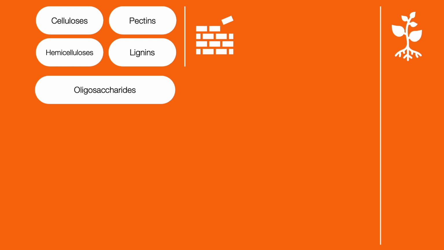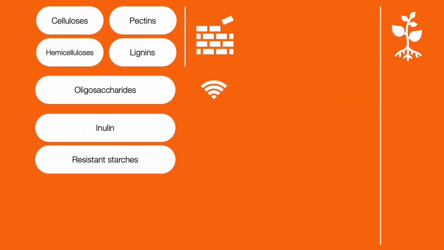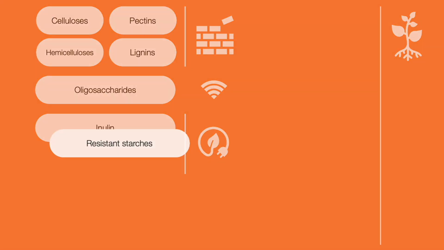Oligosaccharides are also very important for plants as they are key for signaling and communication in cells and tissues. Inulin and resistant starches constitute the energy reserves of plants. Starches are carbohydrates and can generally be digested by digestive enzymes without any problem. However, there are some starches that are resistant to enzymatic digestion for different reasons.